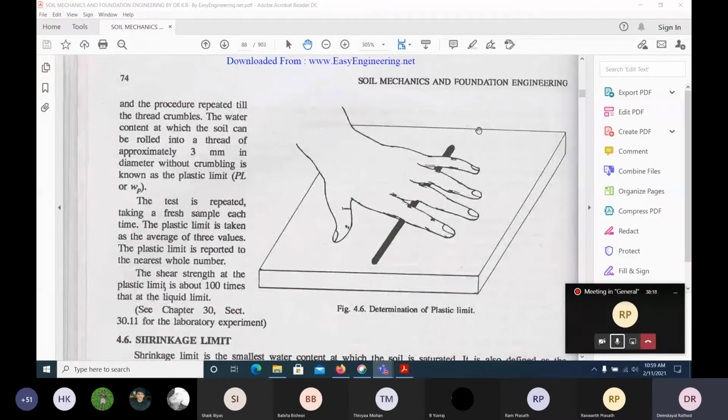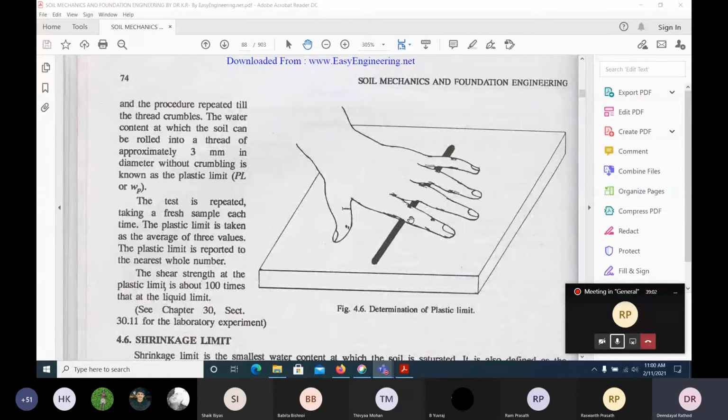If we add more water, what happens? It will be a liquid state. It will stick to our hand. If we add less water to that, what will happen? It will crumble. It will break. We cannot make this kind of a thread. Like a pencil, you have to make it maybe 10 centimeter from here to here. And if you can make the thread of at least 3 mm without crumbling, from here to here, you can't see any crumbling, then take that soil and keep it in an oven and find out the water content. That particular water content is called the plastic limit.